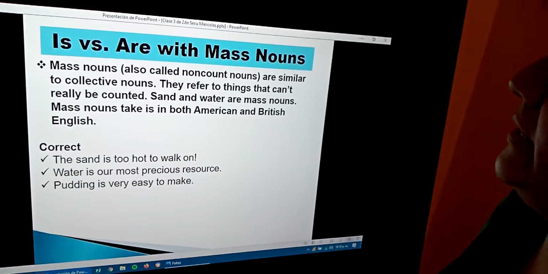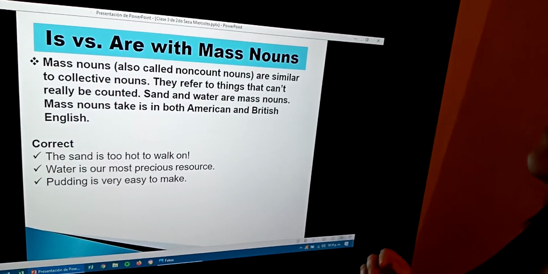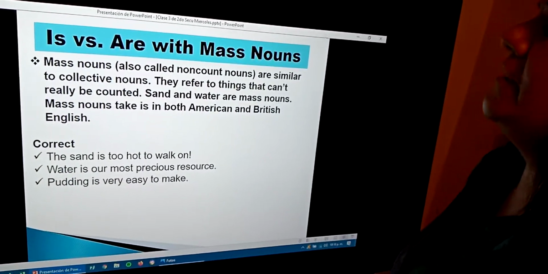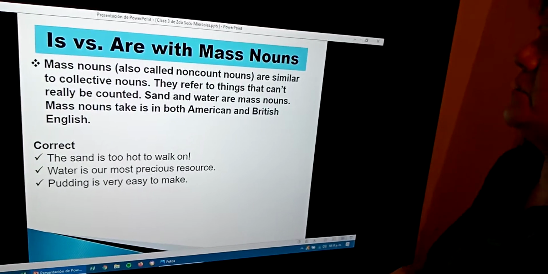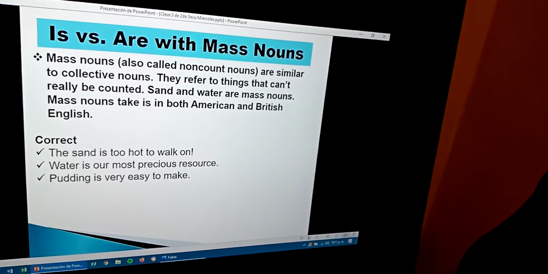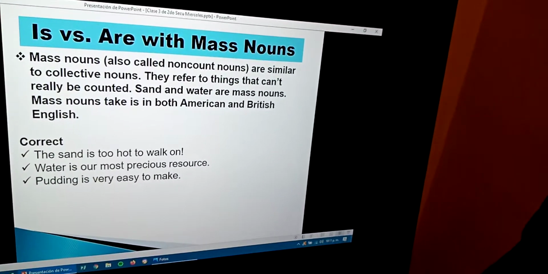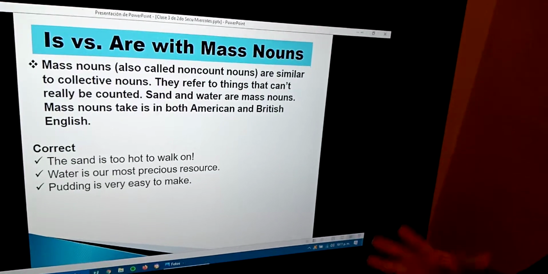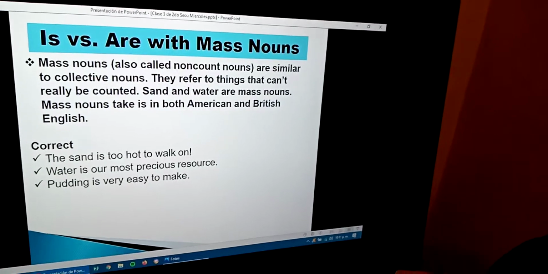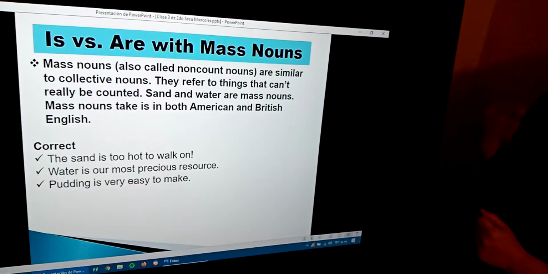Let's see the correct ones. The sun is too hot to work in. Next example, water is your most precious resource. And number 3, pudding is very easy to make, okay? These are the examples of is with mass nouns: the sun is, the water is, and pudding is. Next.